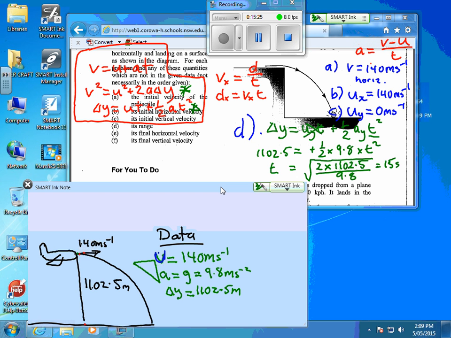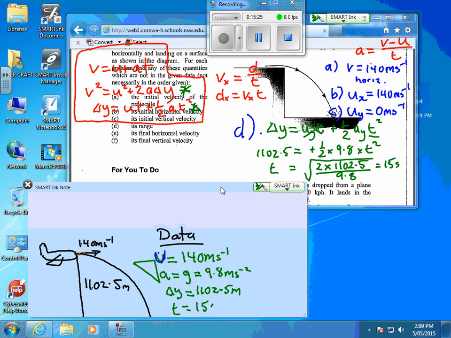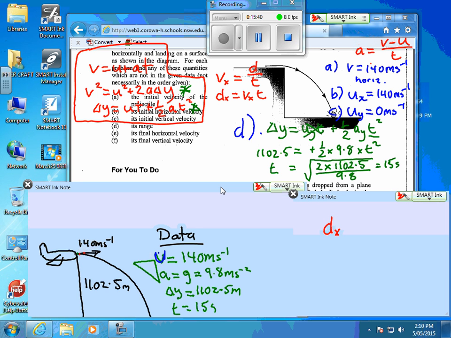Okay, so it's taken 15 seconds now. We've worked out time. It takes 15 seconds to go from the aircraft to the ground. Now, because we know it took 15 seconds, and we know the distance x, or the range, equals vxt, that just simply becomes 140 metres per second times 15 seconds. And that will tell us how far it went in the horizontal direction in the time it took to fall that distance.